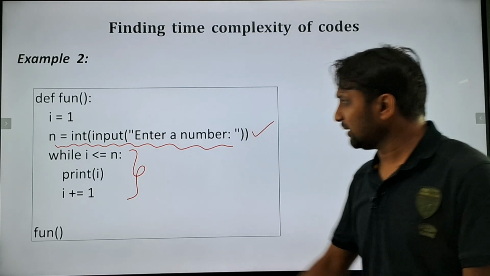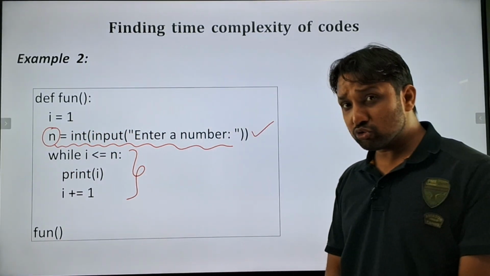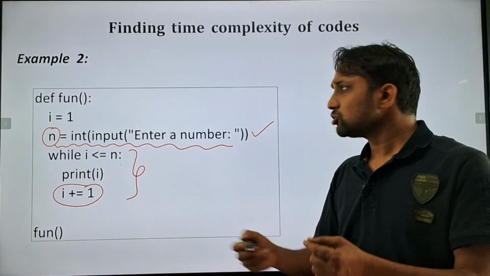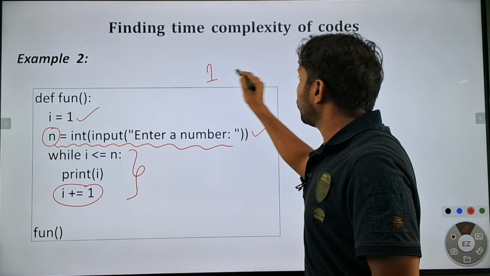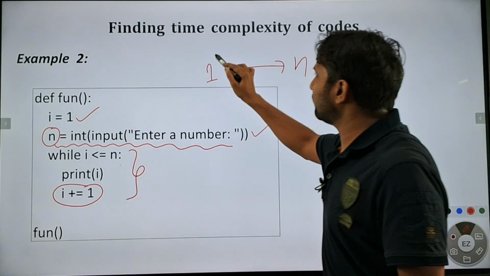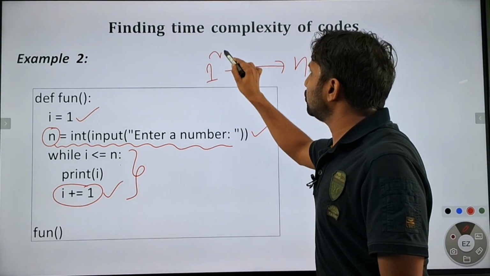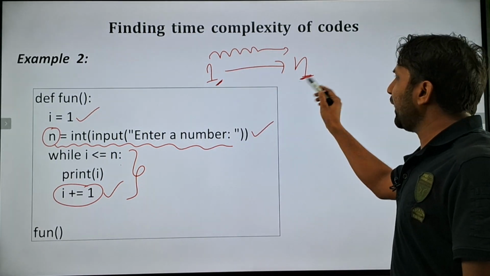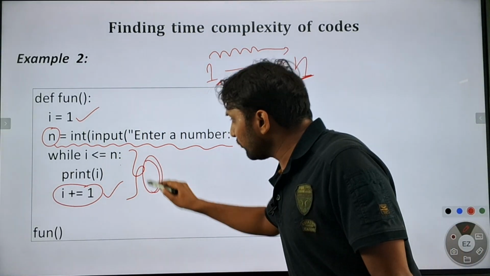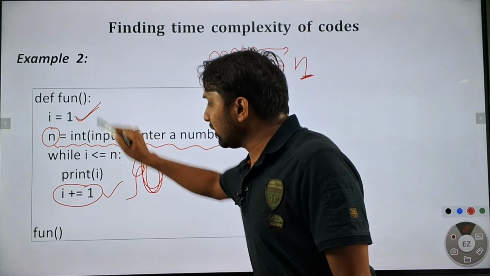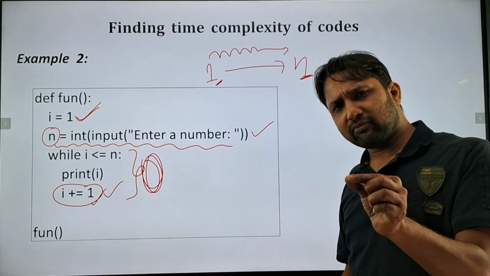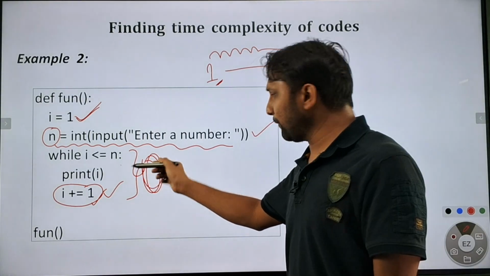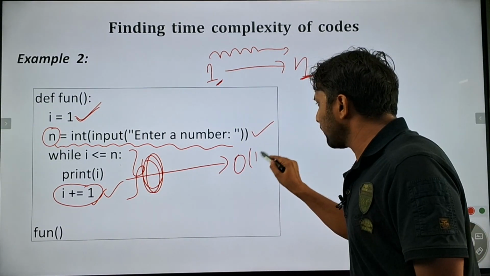How many times? See, we are taking n input from the user and this loop is executing n time. Here we are incrementing by 1 every time. So starting from 1 and going to n, one by one, taking one step at a time: 1, 2, 3, 4, 5, 6, so on. In how many steps will we reach n? N steps. How many times will this loop execute? N time. Because you started from 1, incrementing every time by 1. So this loop will execute order of n time.